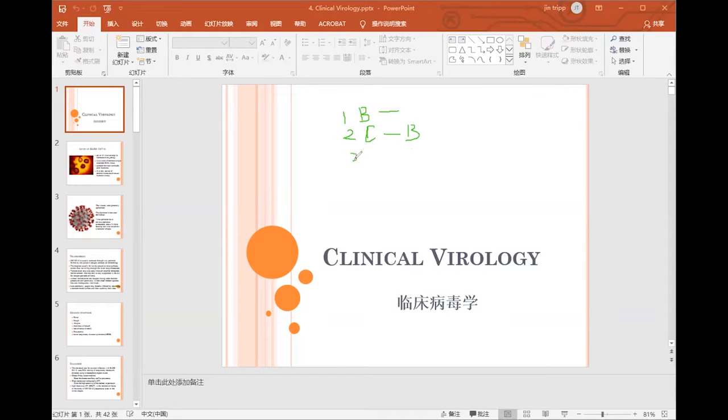And the last class, we're talking about general virus. And today is the fourth class, we're talking about clinical virology. So that means we're talking about individual viruses, and then they cause the illness. Basically, we pick some common illnesses. Certainly, there are many more viruses that cause different kinds of illness, but we only have one day for special virus illness, so we pick some common ones.